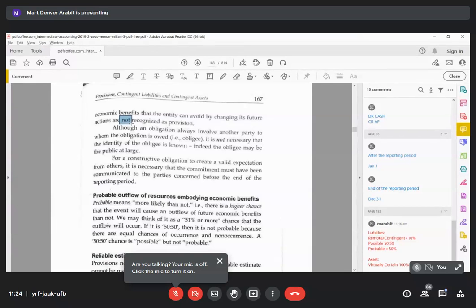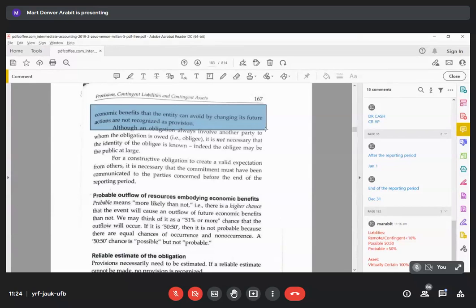So again, it is a past event. Since the action of being penalized is not yet committed, you are not liable. Therefore, no provision should be recognized. Although an obligation always involves another party to whom the obligation is owed, usually also called the obligee, it is not necessary that the identity of the obligee is known.